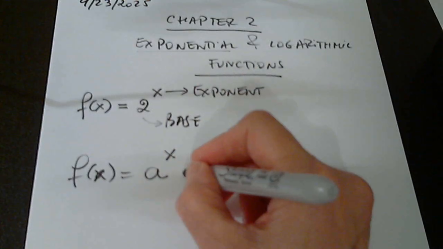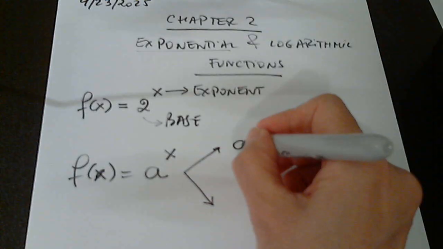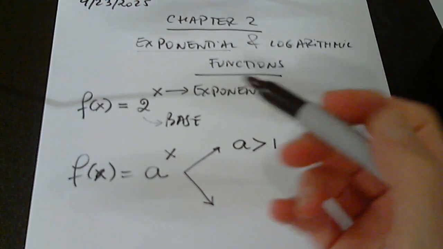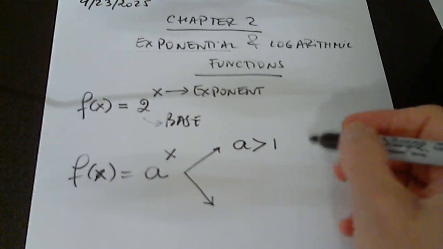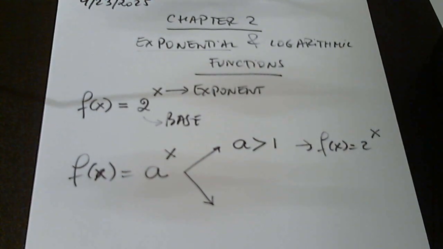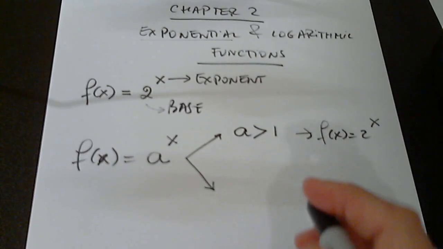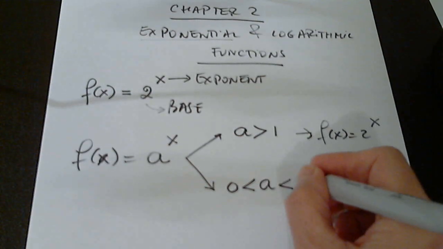So there are two possibilities. One possibility is when a is a number greater than 1. And Landon just gave us an example. This is a perfect example. f of x equals 2 to the x. And there is another possibility, when a is very small, between 0 and 1.